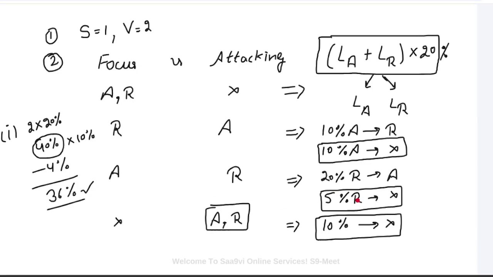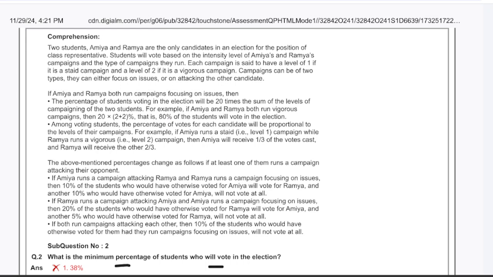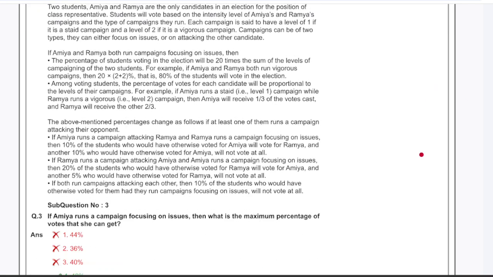The 5% of Ramya, that means 5% of 20 in this case. In the third case, in this particular case, only 5% of Ramya, that means 1%, 5 of 20. And in this case, 10% of Amiya, that means only 2%. But in this case, 4% people will not vote. The answer is going to be 36 once again. That means the answer to the second question was also 36. It was quite easy, guys, not tough. The third question we had.